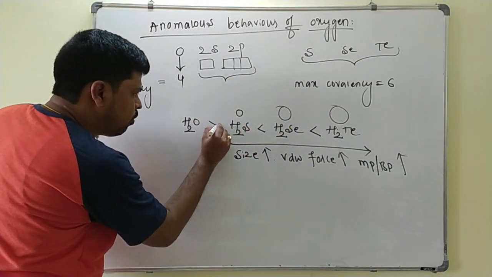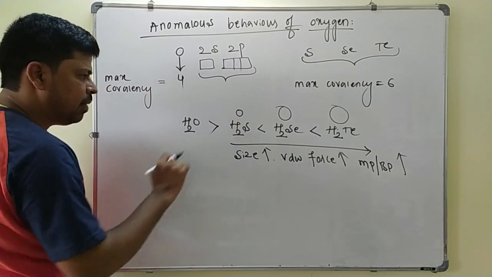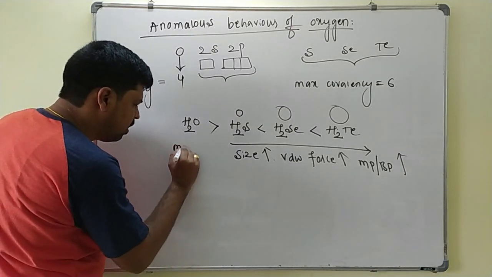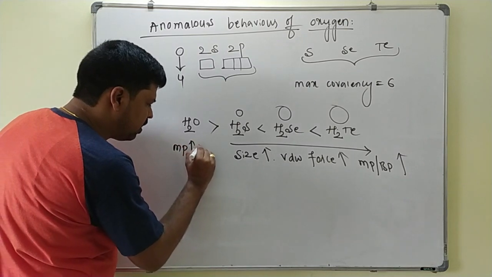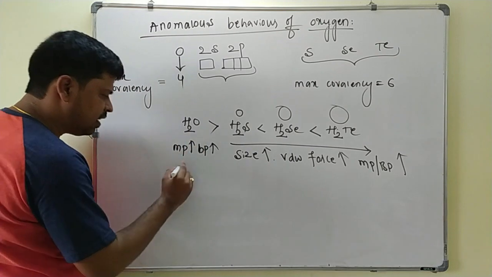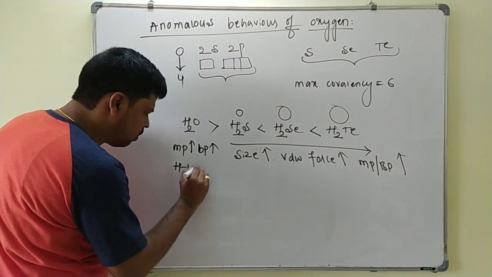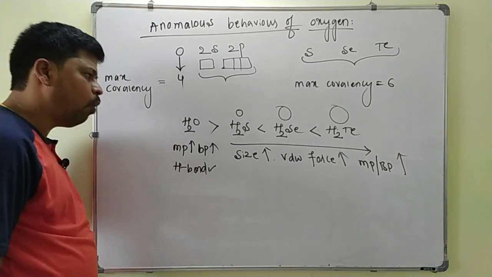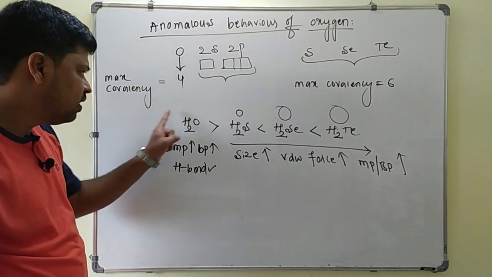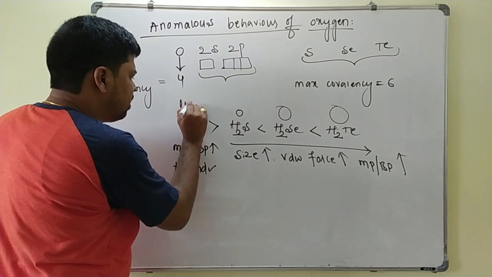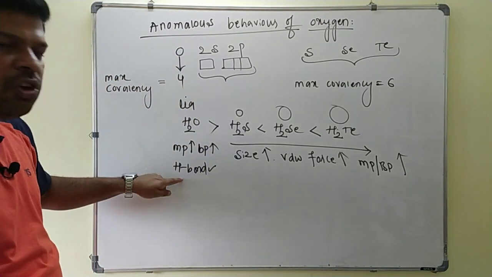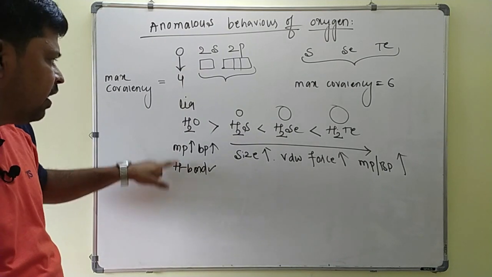So, the melting and boiling point of water is higher than the remaining hydrides. I will give the mark this side. So, melting point will be higher for this one and boiling point also higher for this one. What is the reason for this? Due to the presence of hydrogen bonding in the water. And due to the presence of hydrogen bonding, water is available in the liquid state. H2O is available in the liquid state due to the presence of strong intermolecular hydrogen bonding in the water.